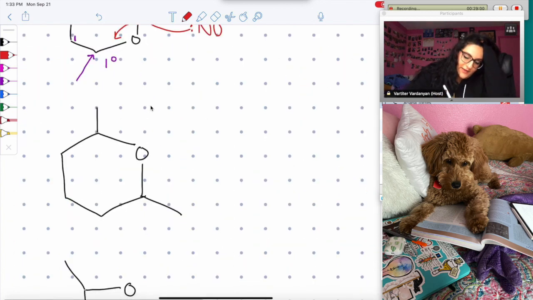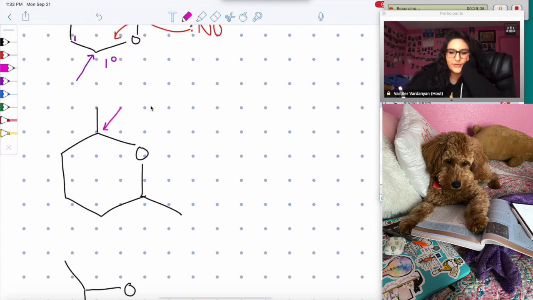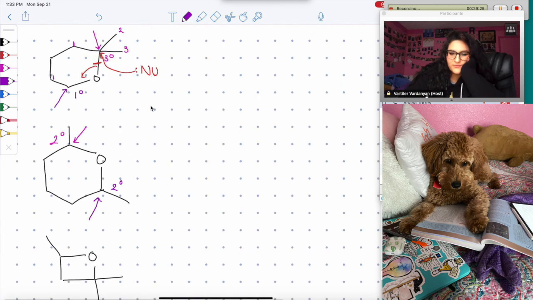Alright, so the pink carbon is what? Primary, secondary, or tertiary? Secondary, cool. And the purple one is what? Yeah, exactly, secondary. So, which one will the acid choose? Either, exactly. It doesn't matter. There's no preference. Both sides are exactly equal.